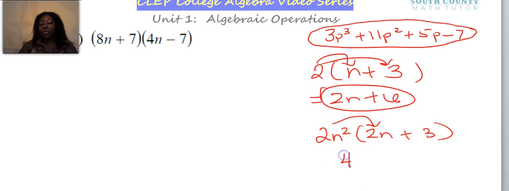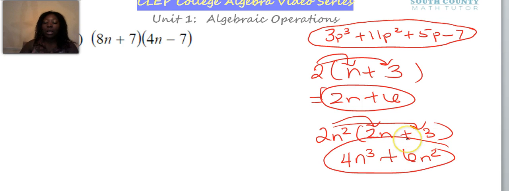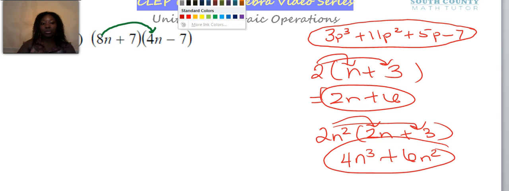2 times 2 is 4, n squared times n is n cubed. 2 times 3 is 6, tag along the n squared. Now we have a binomial times a binomial. You can either do the distributive property, or you can also do the FOIL. If you know the FOIL, you can use the FOIL. I prefer this. Take the first number, multiply it to the second parentheses.